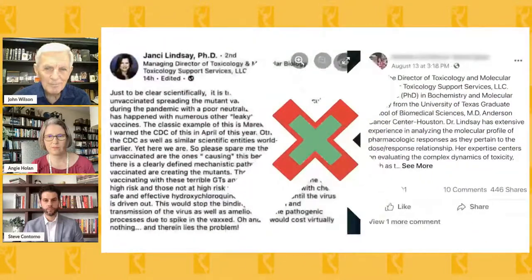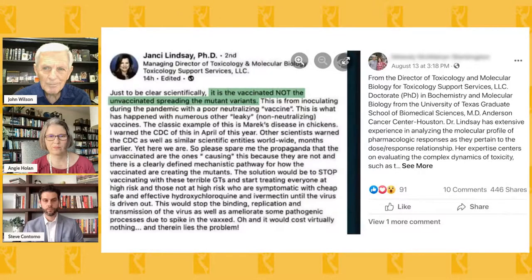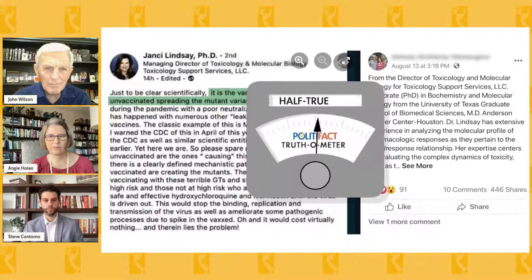Time for the verdict. A Facebook post claimed that it is vaccinated people, not unvaccinated, who spread mutant variants of COVID-19. That reads false. The so-called mutant variants appeared on the scene before there was widespread vaccination. Vaccinated people who become infected with COVID-19 are able to transmit the virus, but studies show that unvaccinated people are more likely to both contract and spread the Delta variant.